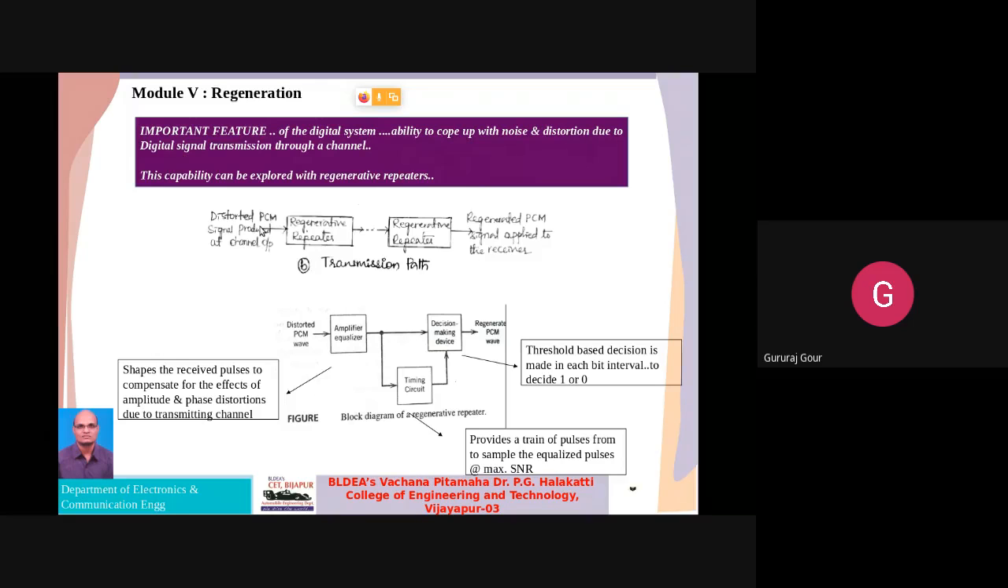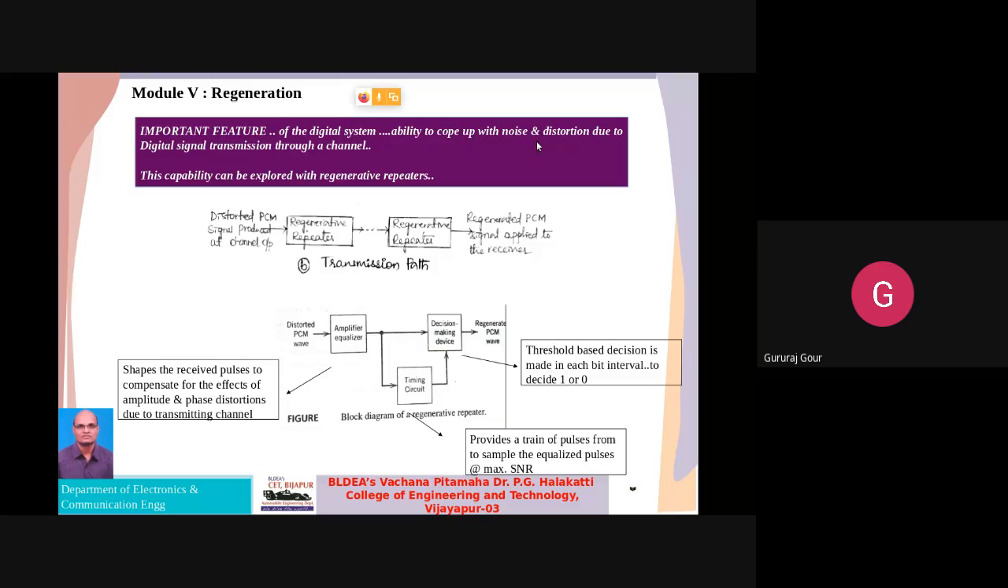So here you can see the input what you are applying: a distorted PCM signal is applied from one channel. Like that, many channels will be there, they may be multiplexed and coming here as a multiplex signal. Then it will be applied as input to the regenerative repeater. It's a very important property, already I have told. It is taking care of noise and distortion because of the characteristics of the transmission path.